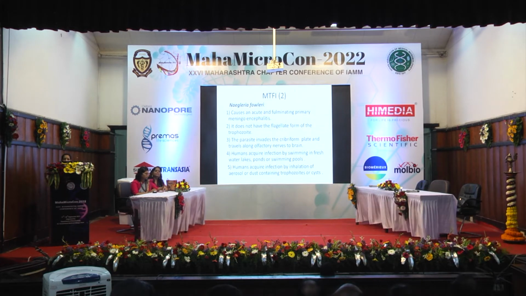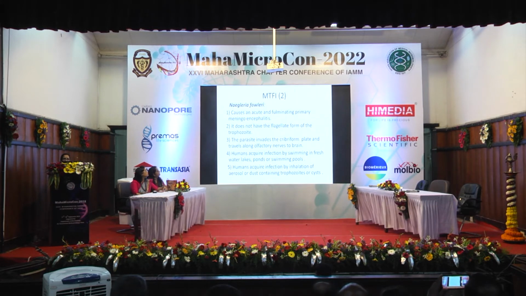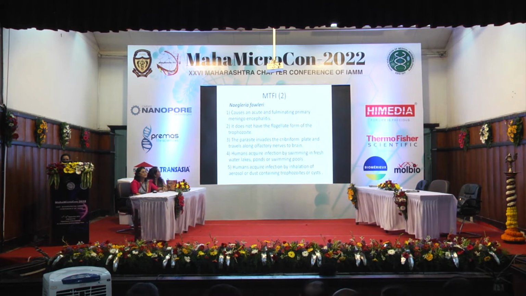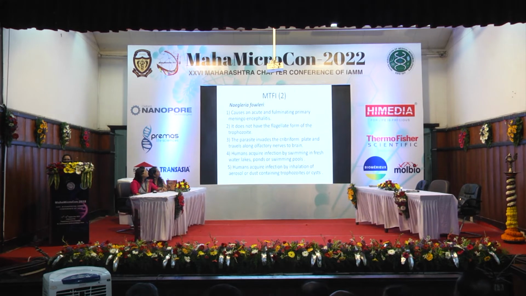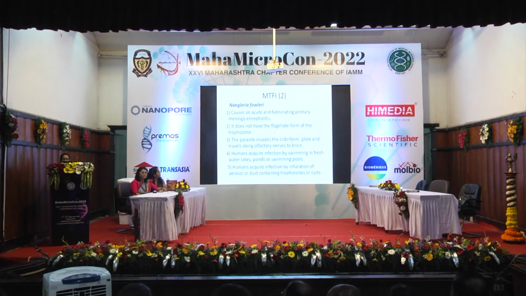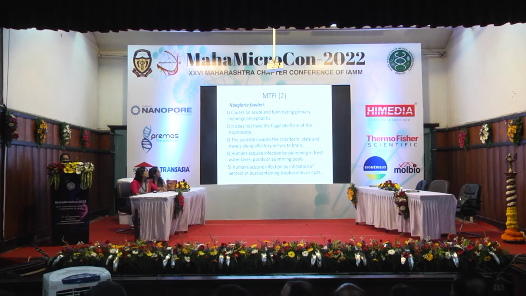Moving on to the second question, related to Naegleria fowleri. First, it causes an acute and fulminating primary meningoencephalitis. Second, it does not have the flagellate form of the trophozoite. Third, the parasite invades the cribriform plate and travels along the olfactory nerves to the brain. Fourth, humans acquire infection by swimming in freshwater lakes, ponds, or swimming pools. And fifth, humans acquire infection by inhalation of aerosol or dust containing trophozoites or cysts.